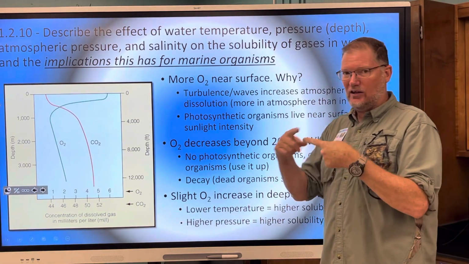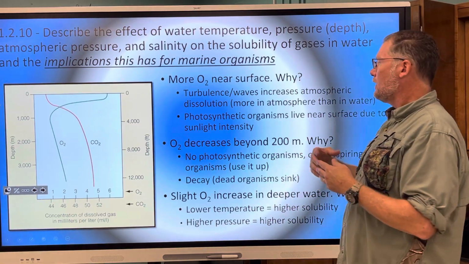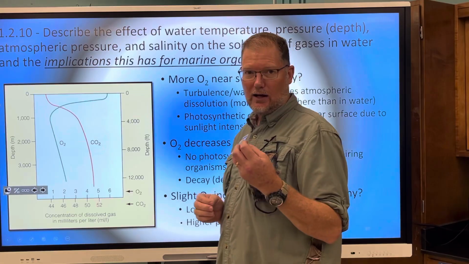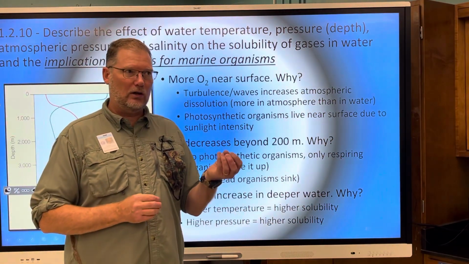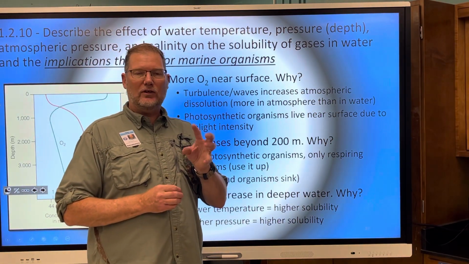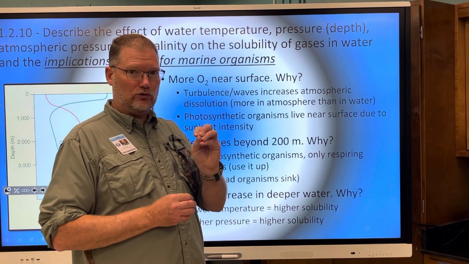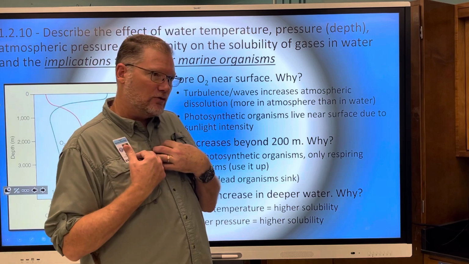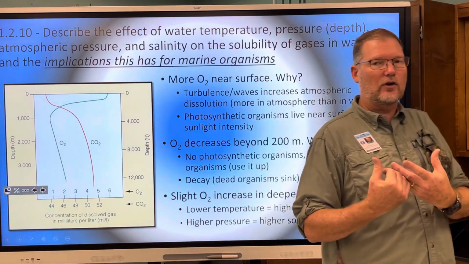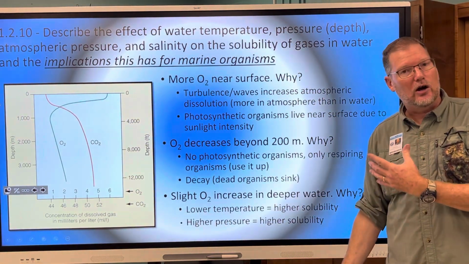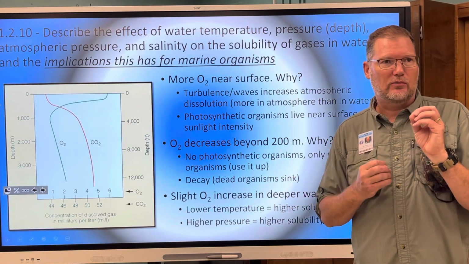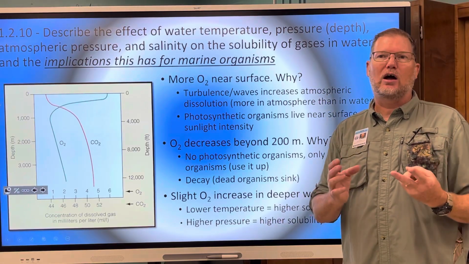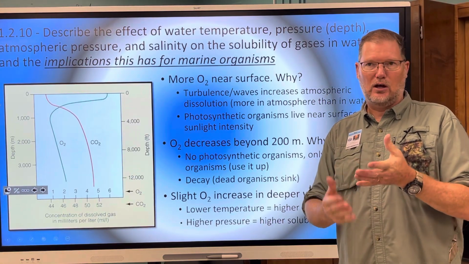So it mixes the oxygen in, okay? And then, of course, photosynthetic organisms like marine algae, seaweeds, and microscopic phytoplankton that live in the sea, that are photosynthetic producers, they live at the surface. Why? Because there's light. That's where they get their energy from. They're going to live where they're getting their energy from. They're not going to live down deep where it's dark. And so what do photosynthetic producers create? Oxygen. And so that's why, 2 reasons why there's more oxygen at the surface than there is deeper down.